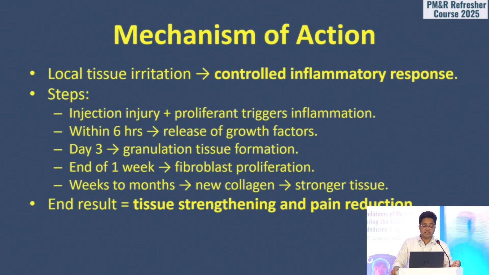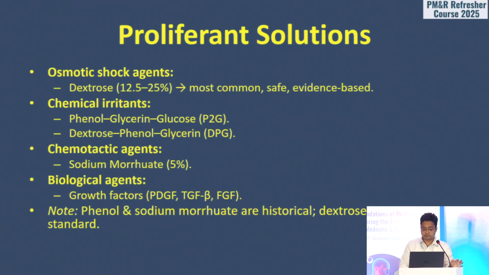What is the mechanism of action? Local tissue irritation, which causes a controlled inflammatory response. So first, injection injury plus proliferant triggers inflammation. Within 6 hours, release of growth factors. By day 3, granulation tissue formation. At the end of 1 week, fibroblast proliferation. And after weeks to months, new collagen and stronger tissue are formed. End result: tissue strengthening and pain reduction.